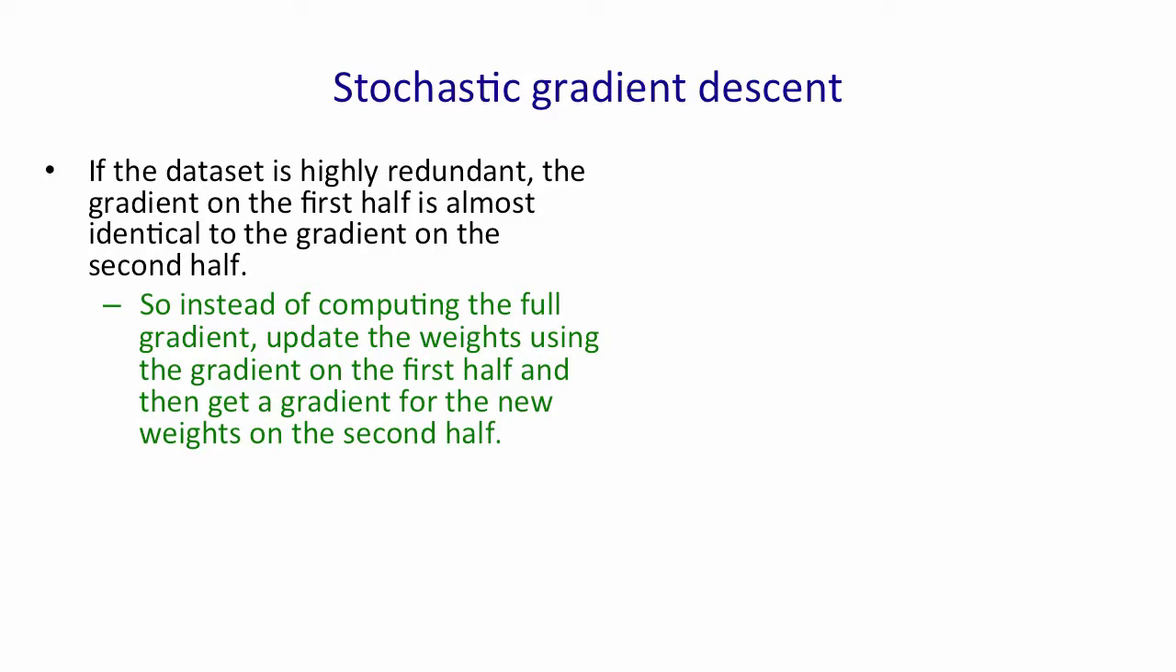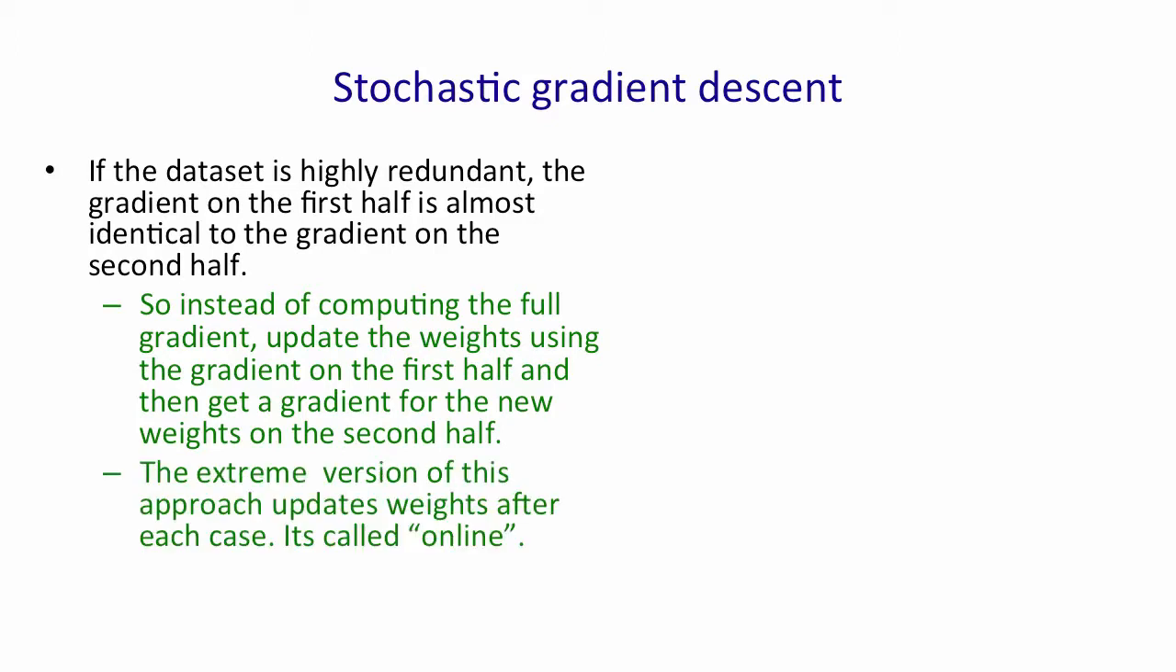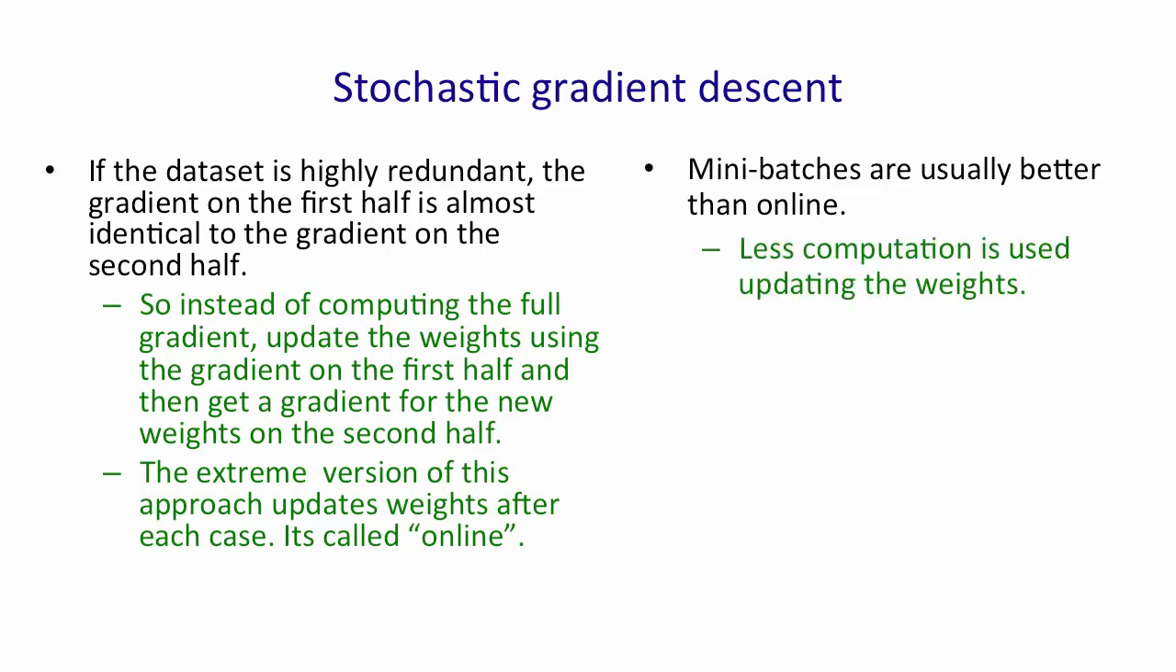We can take that to extremes and say we're going to compute the gradient on a single training case, we're going to update the weights, and then we're going to compute the gradient on the next training case using those new weights. That's called online learning. In general, we don't want to go quite that far. It's usually better to use small mini-batches, typically 10 or 100 or even 1,000 examples. One advantage of a small mini-batch is that less computation is used for actually updating the weights, because you do that less often compared with online.